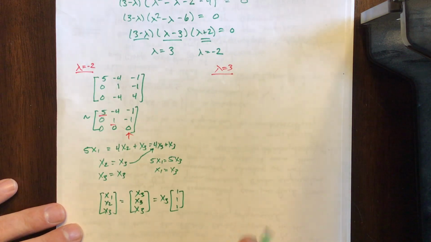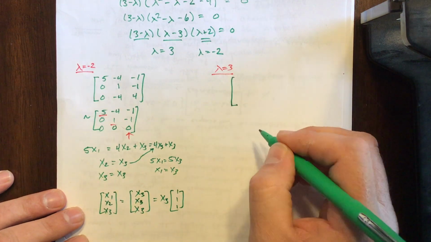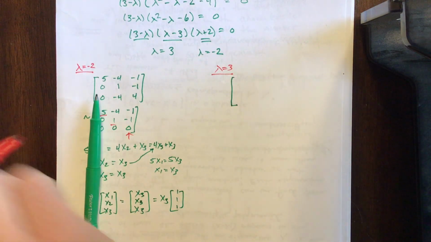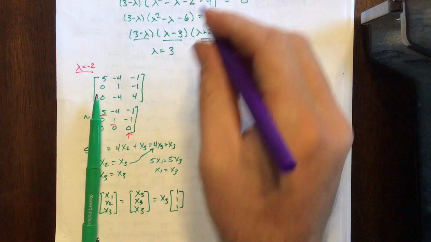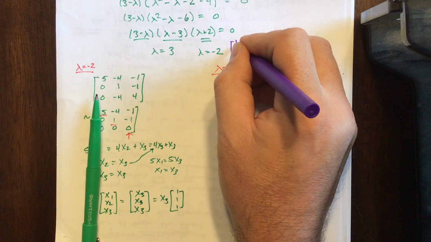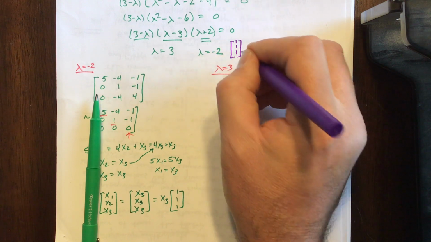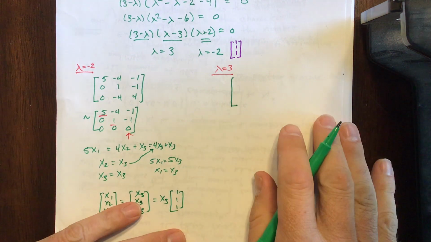Now looking at lambda equals 3, what do we see here? I'll write in purple. Next to lambda equals negative 2, the corresponding eigenvector is 1, 1, 1. What about for lambda equals 3?